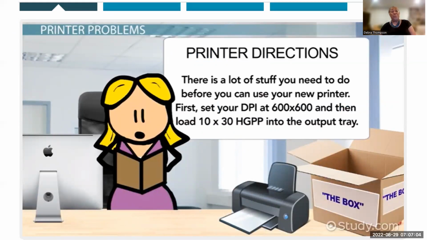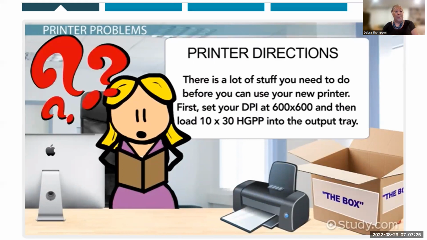Suppose you opened your brand new printer box and received these instructions. There's a lot of stuff you need to do before you can use your new printer. First, set your DPI at 600 by 600, and then load 10 by 30 HGPP into the output tray. Would you know what to do with those directions? Probably not.